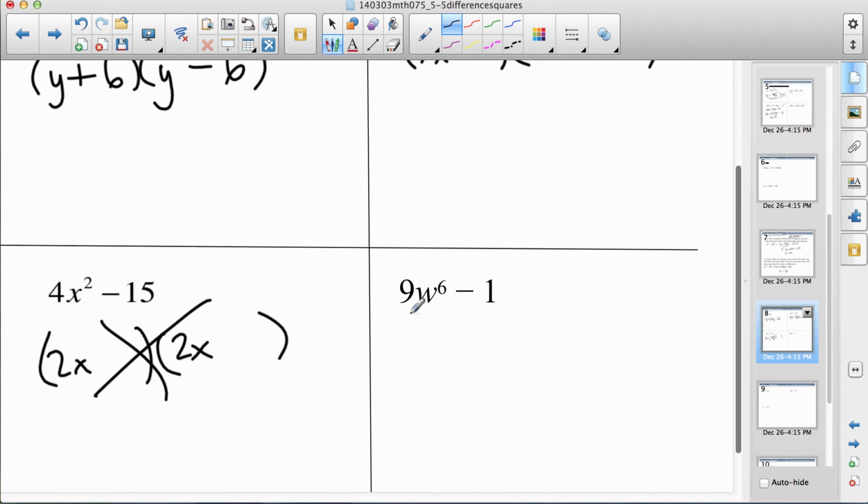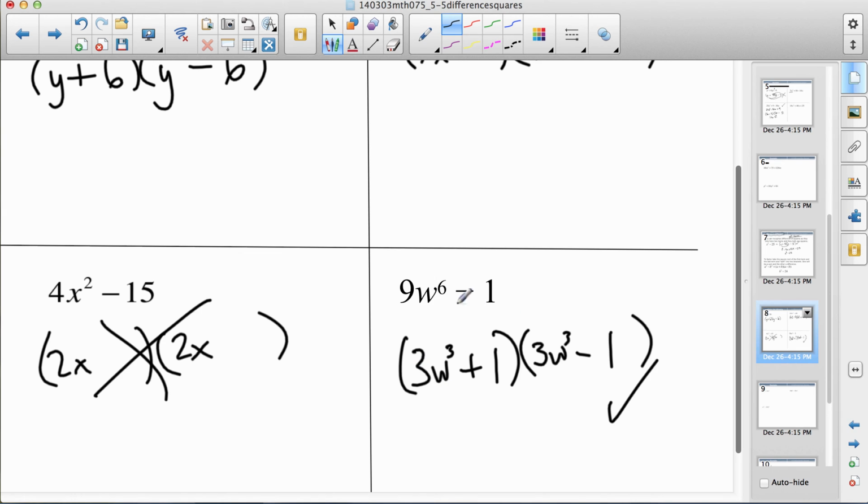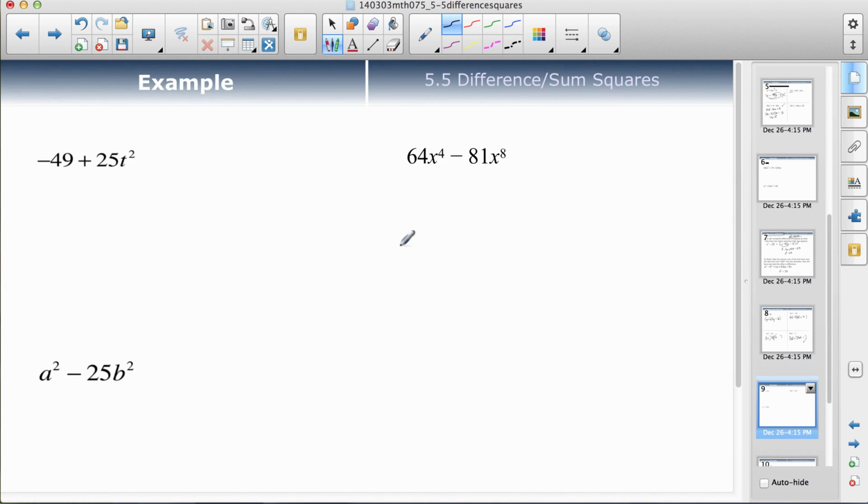Let's try this one. 9w to the 6th. Oh, yeah, okay. So 9, I can take the square root of that. So it'd be a 3. If I take the square root of this, you're basically just cutting the exponent in two. So I get a 3w cubed here and a 3w cubed there. Square root of 1 is 1. So a 1 and a 1. One's positive, one's negative. Done. This is a difference of squares. I have factored it. Let's just try a couple more.